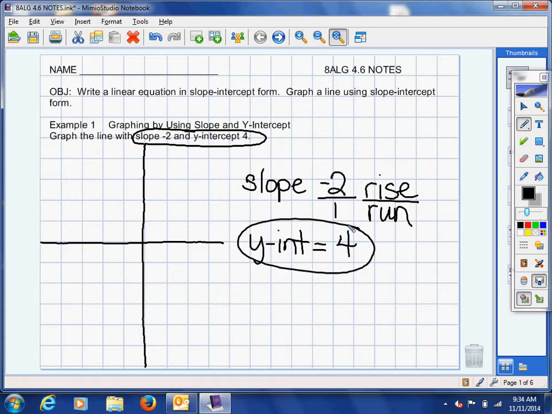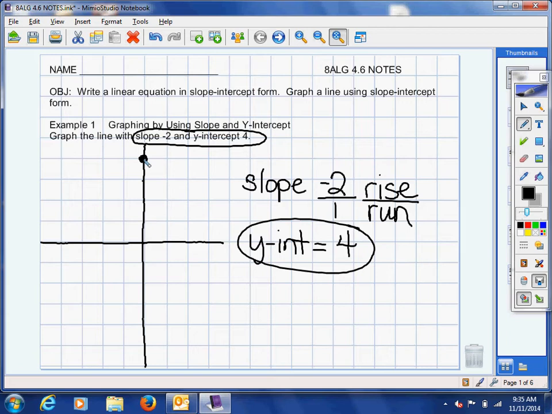Okay, so first thing you're going to do is you're going to mark the one point you know. You know for a fact that the point 0, 4, the y-intercept, is on your line. So let's start at the origin, and let's count up, and let's mark 0, 4, or positive 4 on the y-intercept. That's the one point you know is on your line, and that is the point from where we are going to begin constructing other points.